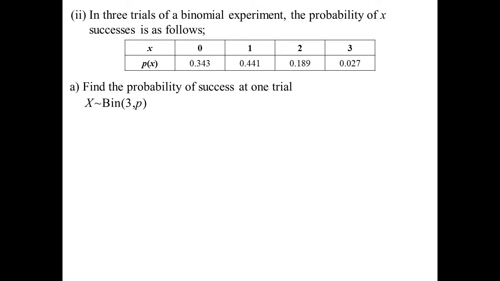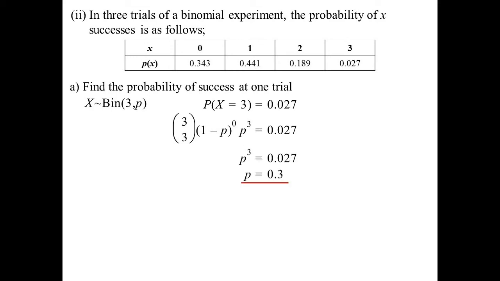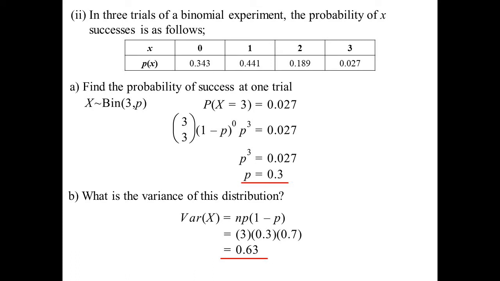What is the probability? I'm going to use x equals 3. So we're saying the probability that x equals 3 is 0.027. Well, x equals 3 would be 3C3, probability of it happening to the power of 3, probability of it not happening to the power of 0. So we're just saying, well, p cubed then must be 0.027. So the probability of success must be 0.3 for that particular experiment. So now we could work out the variance. The variance we said was np(1 minus p). So n is 3, we're doing it 3 times.